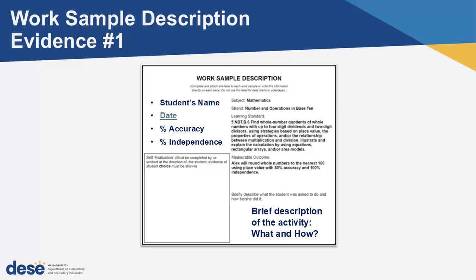And then we have the accuracy and independence. So all of that information, there's Alex, that's all the information we need. It's always a good idea to use these work sample description labels so you don't forget to add any of that important information. And then we have a place for you to give us the brief description. And there's a lot more space on this work sample description form that you can explain what and how. And sometimes it's helpful to go into a little more detail on here, but we are going to see the actual work that the student did.